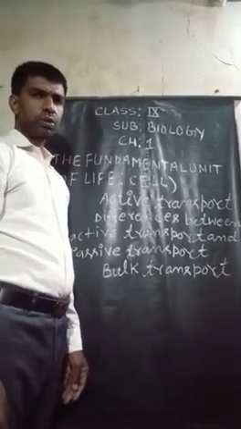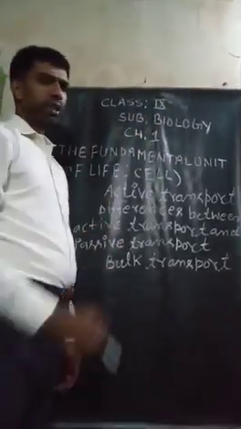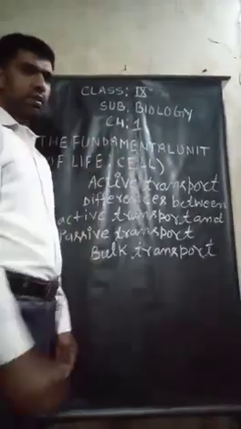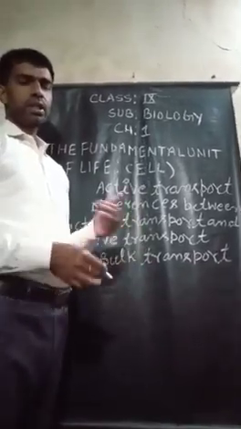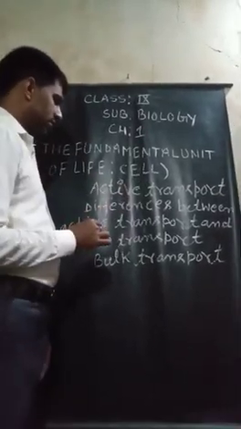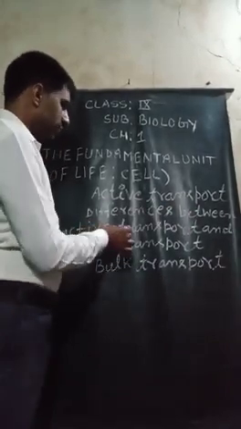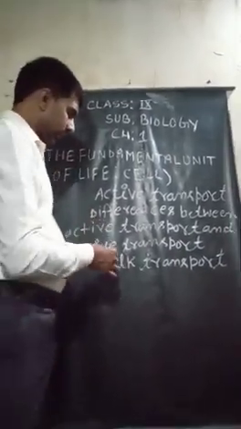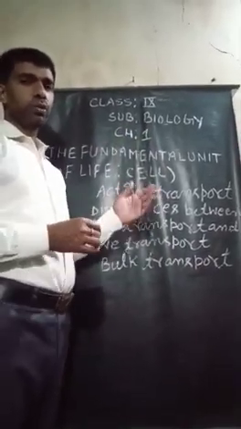I am Arun Pandey. I am going to discuss class 9 subject biology chapter 1, and the name of the chapter is the fundamental unit of life, cell. Inside this chapter, today in this video I am going to describe active transport, then differences between active transport and passive transport. After that, bulk transport. So we will learn about these topics in this video today.